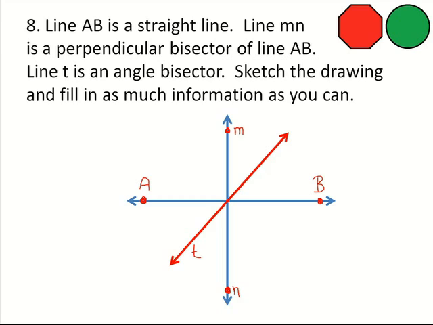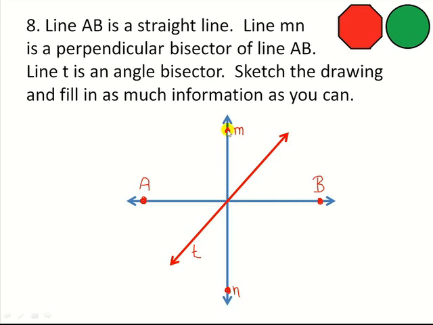All right, line AB is a straight line. Line MN is a perpendicular bisector to line AB. Line T is an angle bisector. Sketch the drawing and fill in as much information as you can. Alright, so what this tells us is that this is line AB, and this is the perpendicular bisector. And this is an angle bisector from these two right here.